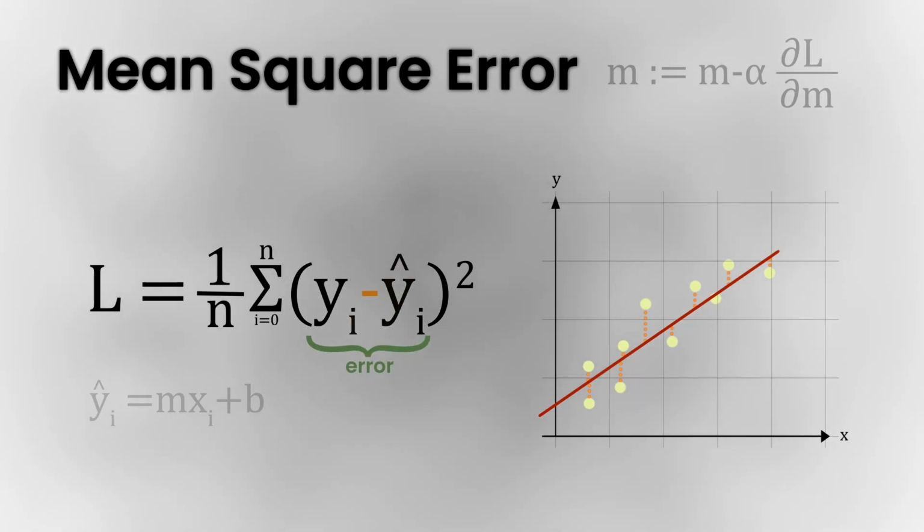We take the difference between our predicted values and the true values, square those differences to punish the big mistakes, and then average them out to get the MSE. It's a simple but effective way to evaluate our model's accuracy.